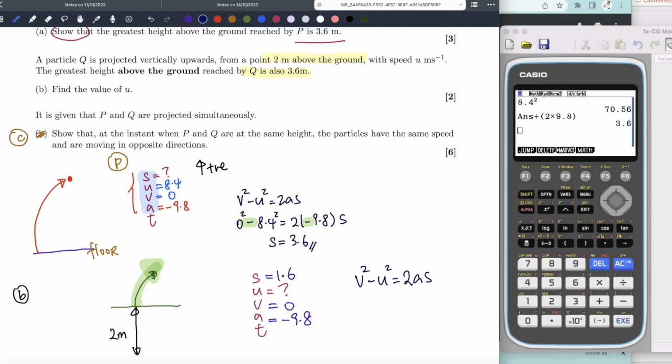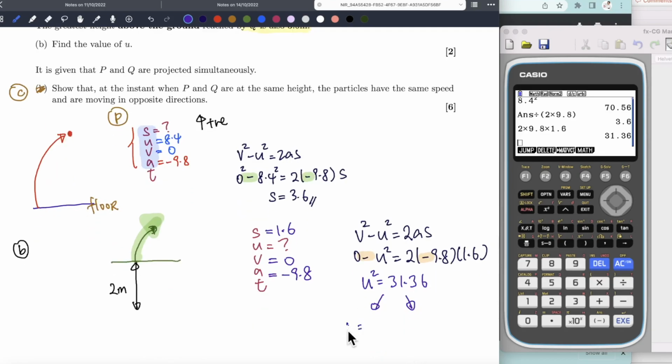That's 0 minus U squared, which we want to find out, equals 2 lots of minus 9.8 together with S of 1.6. The negatives on both sides conveniently cancel out again, so we can work out the U part. 2 lots of 9.8 times 1.6. U squared is 31.36. If it's pure math, you've got two answers: U equals the positive version and U equals the negative version.